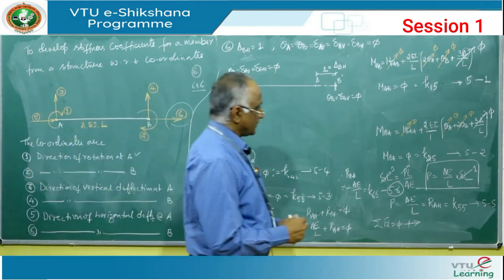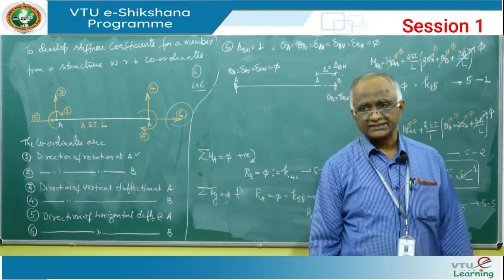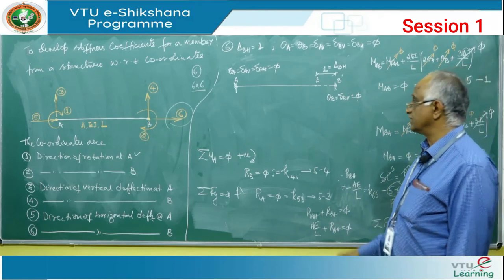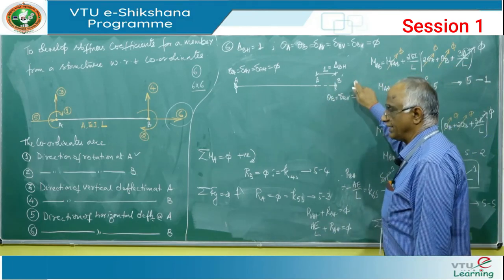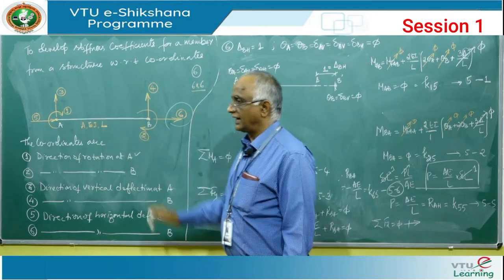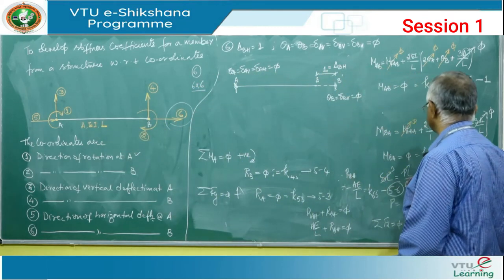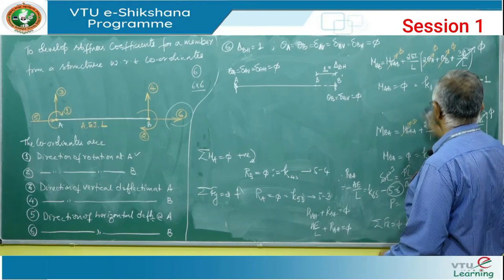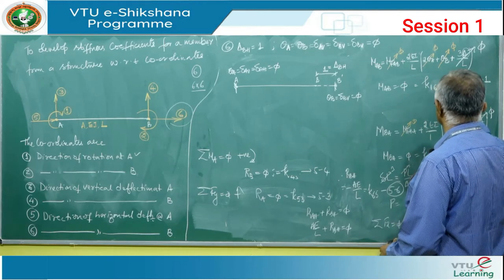Again, in this case also, first four elements of the sixth column are 0. Because of this lateral movement of B to B dash, it doesn't affect the end moment and end vertical reactions. So MAB is 0, it is K16 0.